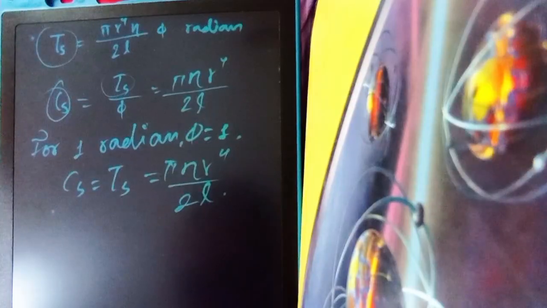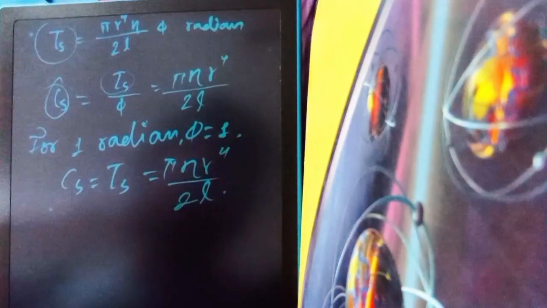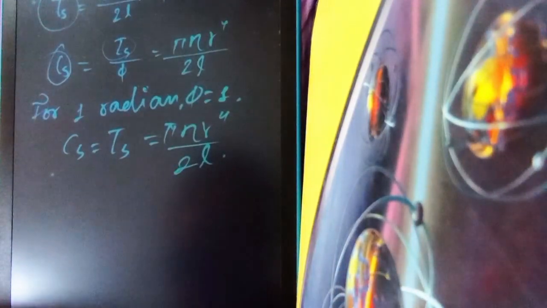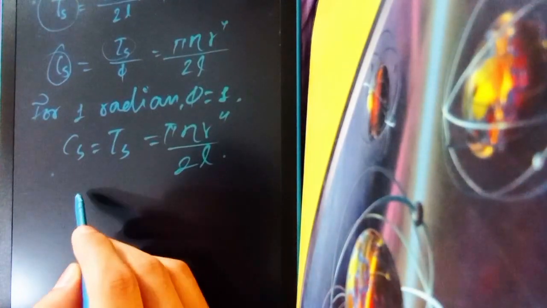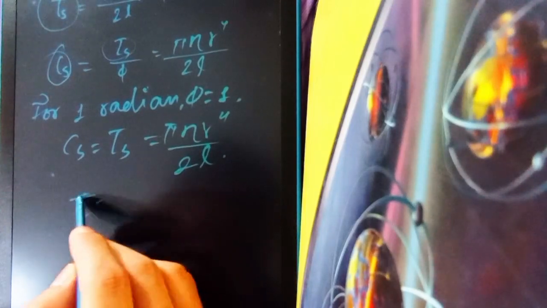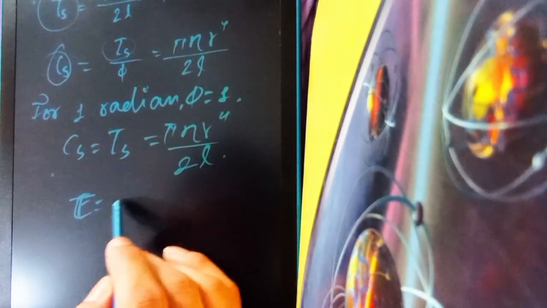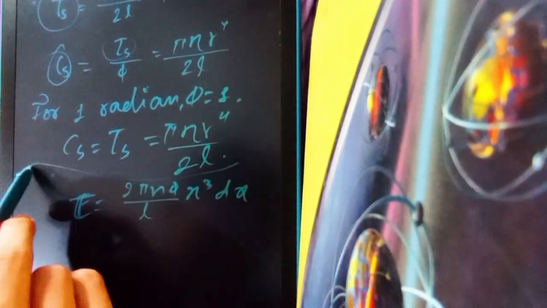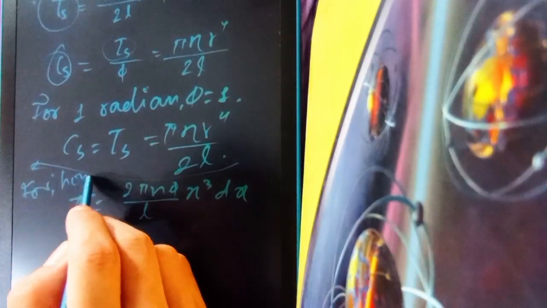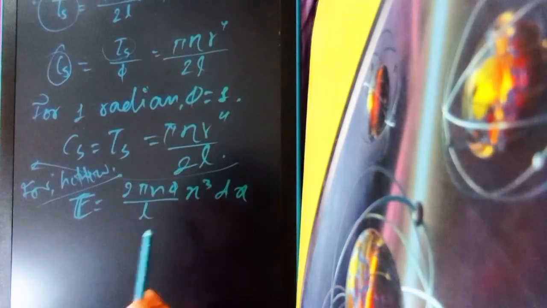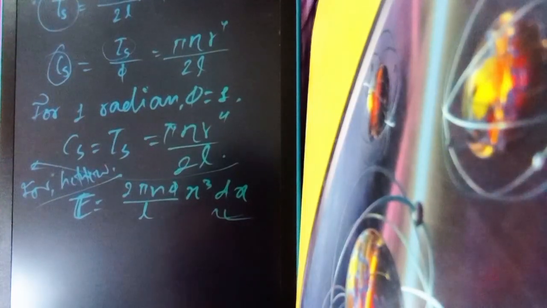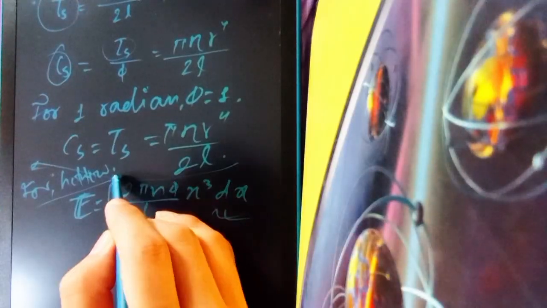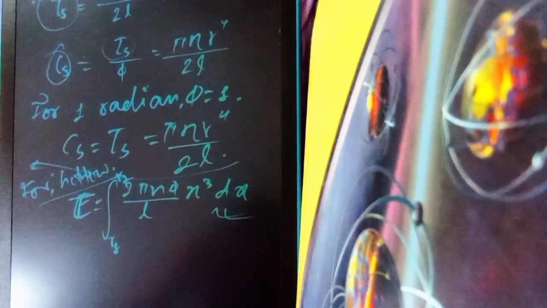Now for the hollow cylinder we will do the same process, up to here, like up to force, up to moment, up to couple. We derived that the couple is equal to 2 pi eta phi by l times the integral of x cube dx. All the things are the same up to torque. While integrating for the hollow cylinder, we will integrate not from 0 to r, but from r1 to r2, where r1 and r2 are the inner and outer radius.